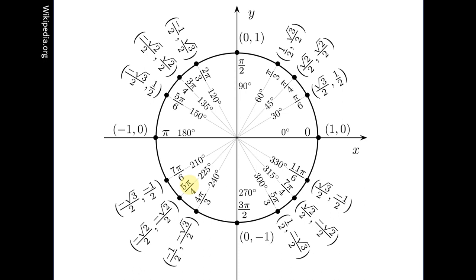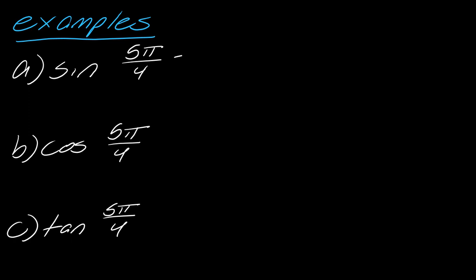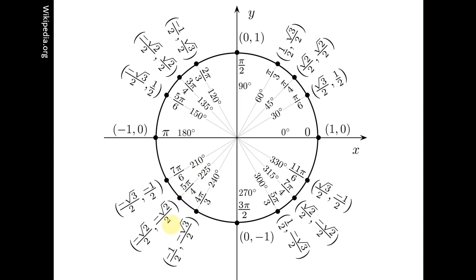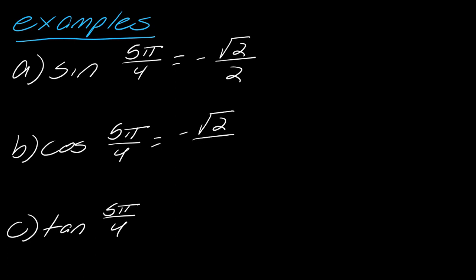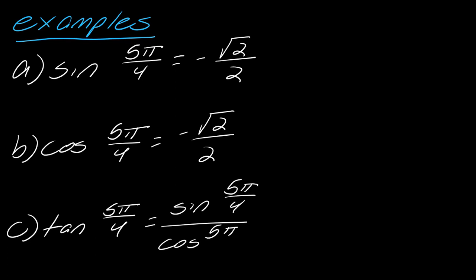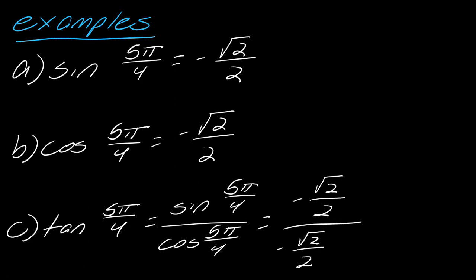Okay, I need sine of 5 pi over 4, so that's going to be negative square root of 2 over 2. I just take the y-coordinate. Then for cosine of 5 pi over 4, I just take the x-coordinate, so that would be negative square root of 2 over 2. And now, for tangent, I can just take the value of the sine function over the value of the cosine function. So this comes out to negative square root of 2 over 2 over negative square root of 2 over 2. That's the same thing, one thing over the other. Those cancel out to just make 1. So that would be the value in that case.